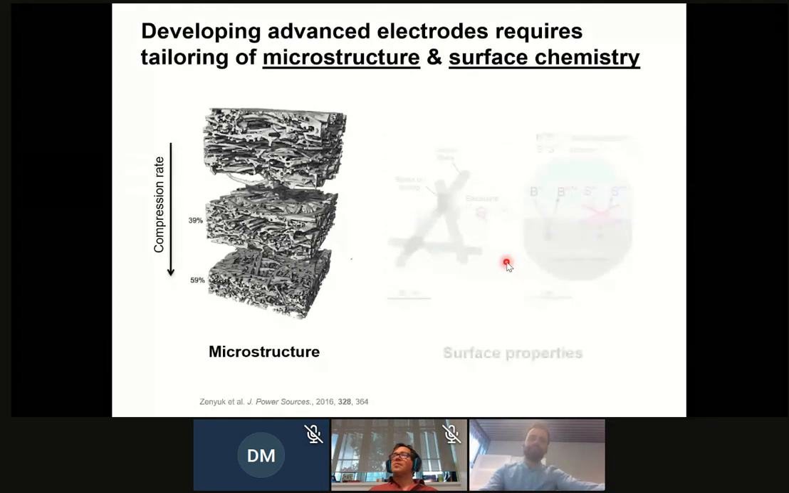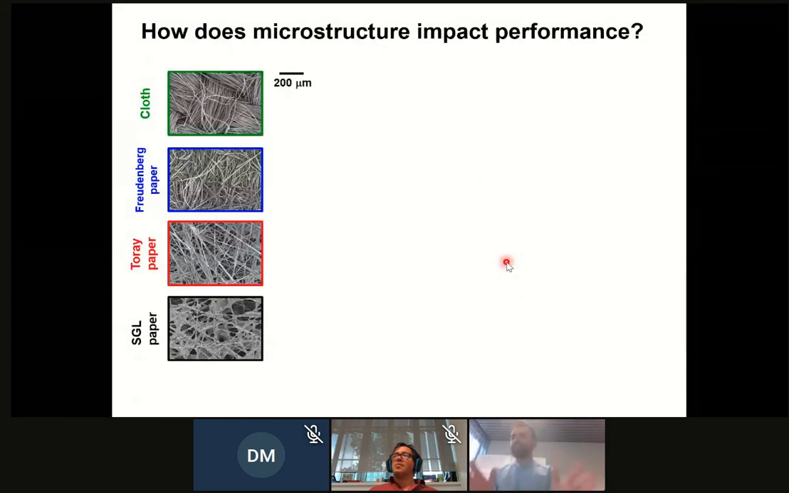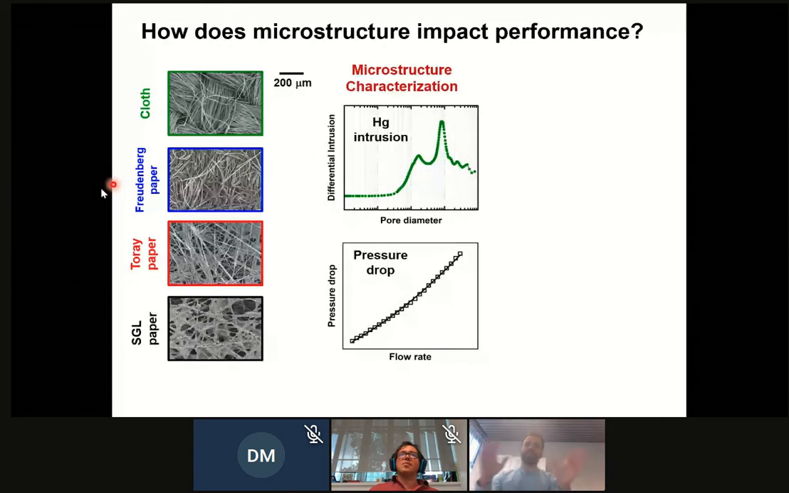So I'm going to talk for about 15 minutes or so about microstructure and what we have done in this space. So first of all, we said, look, there is very little understanding of how microstructures influence the performance. So let's try to understand first the off-the-shelf materials that are available from vendors. So we go out and we buy different carbon papers, things like SGL, Toray, and Freudenberg, and we buy a cloth. The cloth is very interesting because it has this very unique structure. And now I'm going to characterize these materials using two types of techniques.